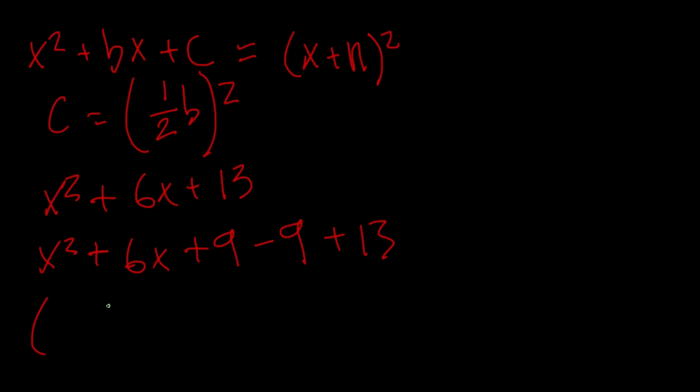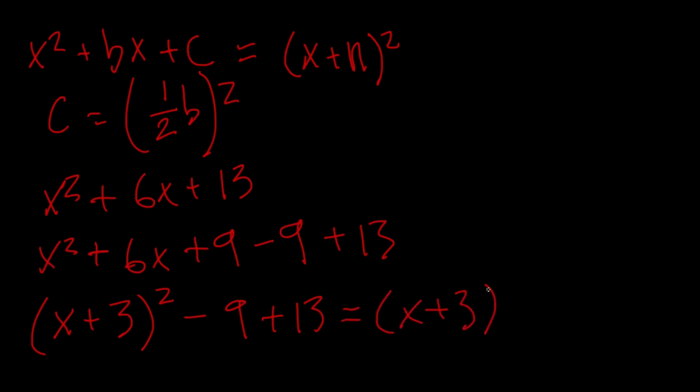And so now I can complete the square with the left-hand side of the equation, the x squared plus 6x plus 9, giving me x plus 3 squared. And if you want to verify for yourself that x plus 3 squared is x squared plus 6x plus 9, go ahead. I'll be left with minus 9 plus 13, and 13 minus 9 is just going to be 4, so we're going to get x plus 3 squared plus 4. And that's completing the square for an example like this.